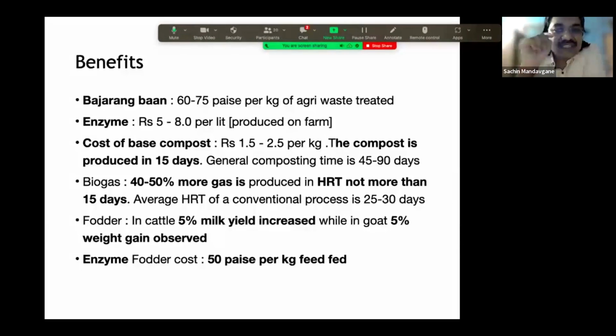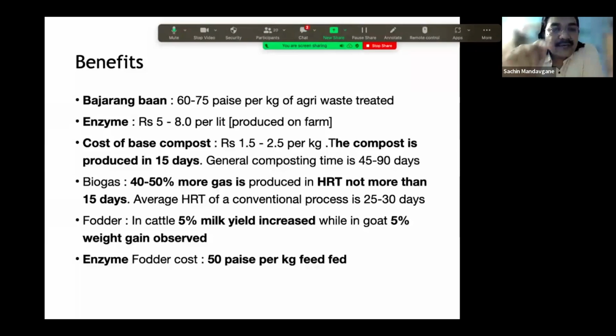Now, as far as the culture is concerned, the cost of culture is 60 to 75 rupees per kg of agricultural residue treated. It means that if I am treating 2 tons, I will be producing around 2.8 tons because I'm adding moisture. Then in that case, per kg of compost produced, the culture cost is around 30 to 40 paise.